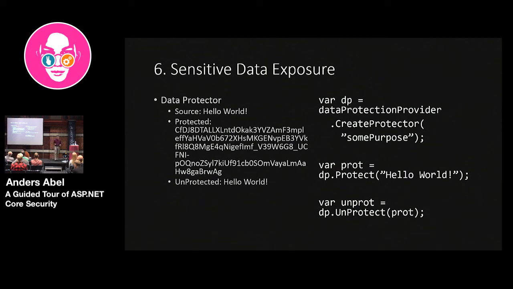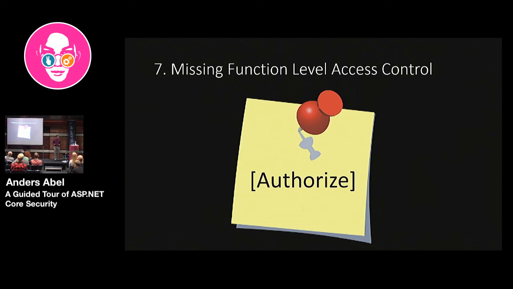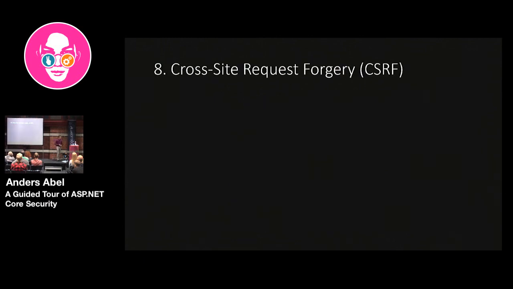Next on the OWASP list is number 7, missing function level access control. We've talked about authorize attributes, so just a reminder really. Next up is cross-site request forgery. So I'll see if you've paid attention and remember what mechanism we are using for preserving identity across calls.